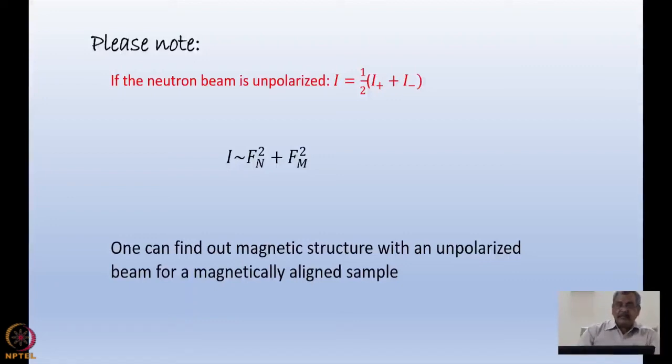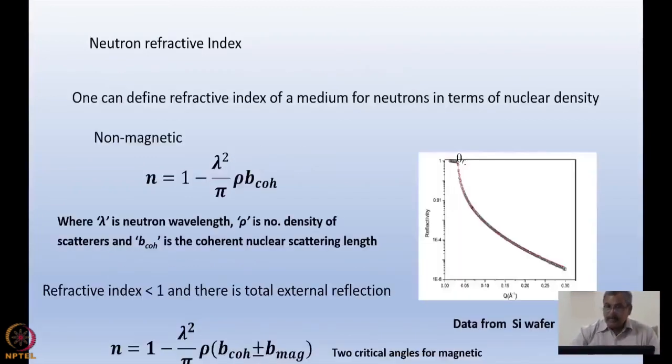And this is used, I would say most of the time this has been used, and I will discuss it under the heading of diffraction from crystallographic samples. Just diffraction plus diffraction to find out magnetic structures. Now I talk about mirror-based neutron polarizers. So one can define the refractive index of a medium for neutrons.